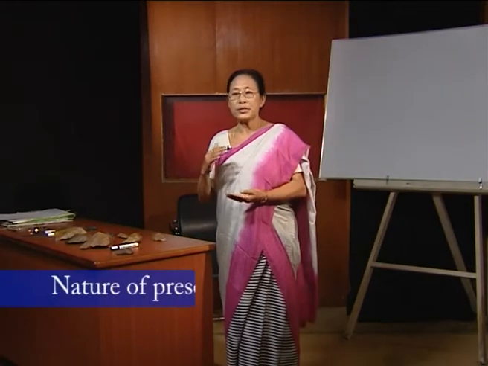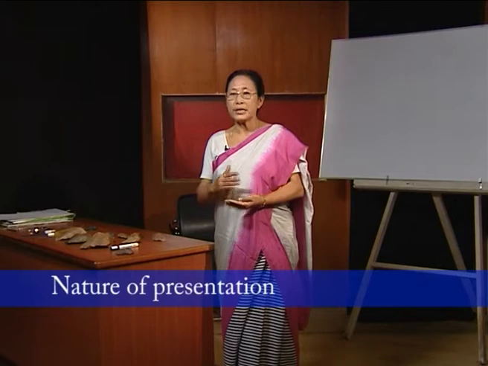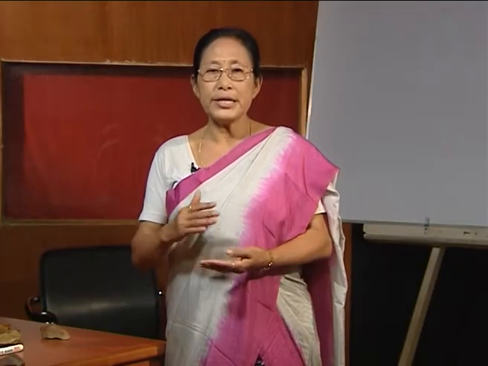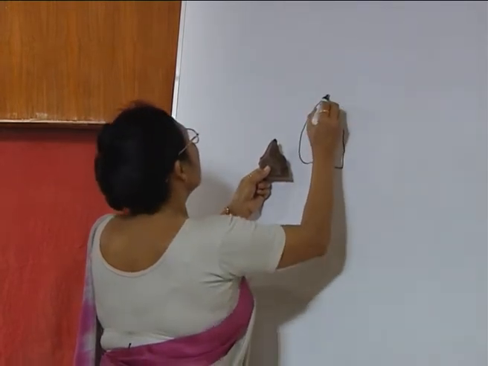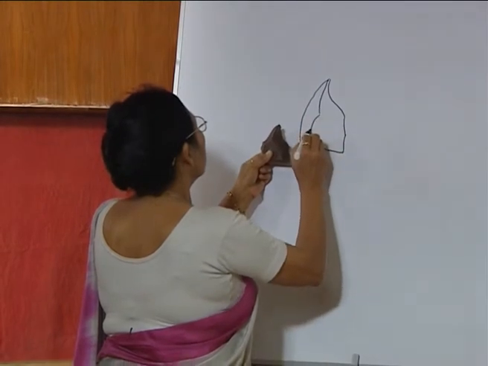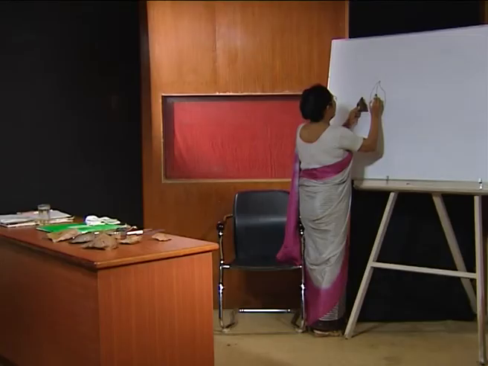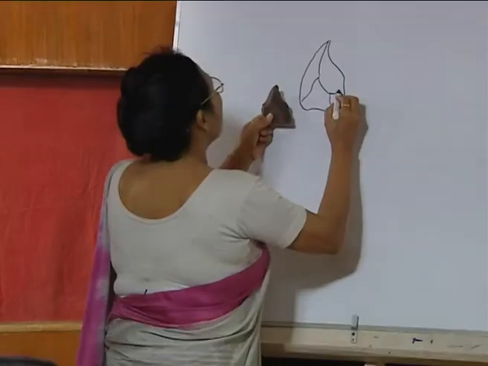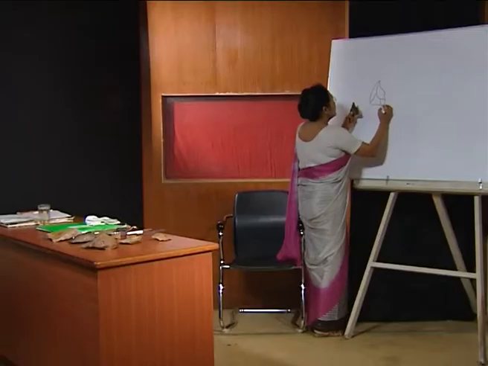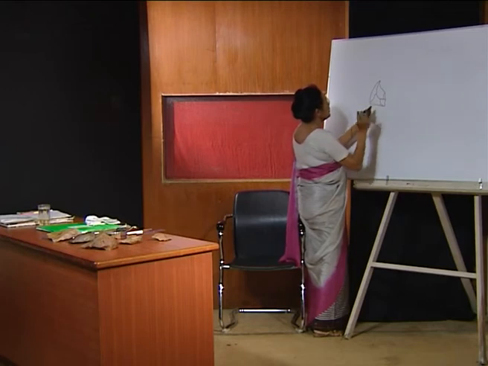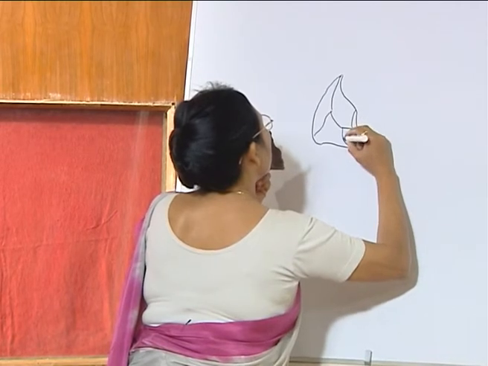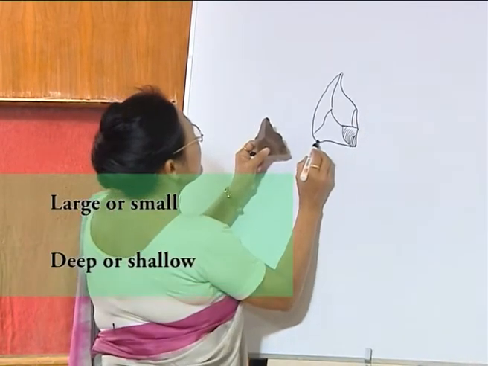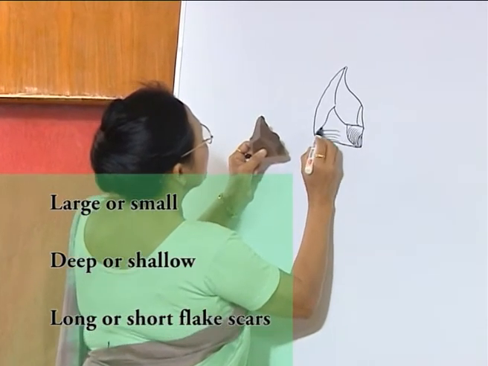Now let's come to the nature of presentation. A three-dimensional given lithic flake tool is represented by a two-dimensional illustration. The boundary of the simple borer is drawn using a thick line. The elevated ridges are also represented by thick lines. The nature and shape of the flake scars are illustrated using somewhat curved and more curved lines, representing the large or small, deep or shallow, and long or short flake scars.